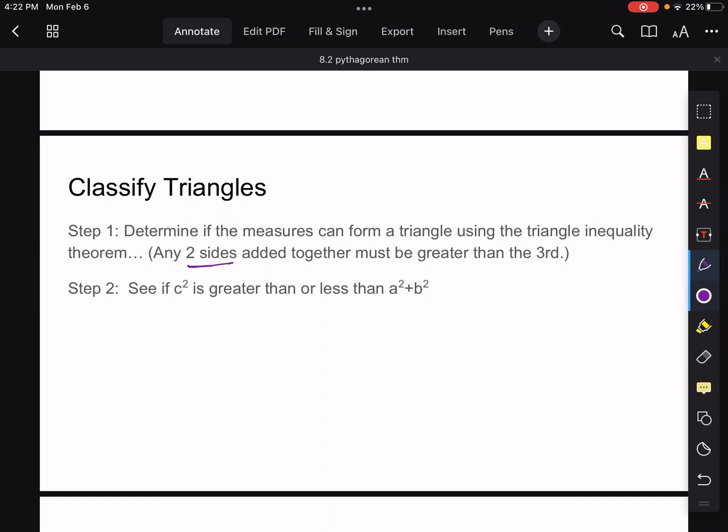Step 2 is see if c squared is greater than or less than a squared plus b squared, or I would add or equal to. Okay, because if it's equal to, it's going to be a right triangle. And another side note that I'd have here is remember that C is the biggest. I don't know what's wrong with my Apple Pencil, but C is the biggest side.